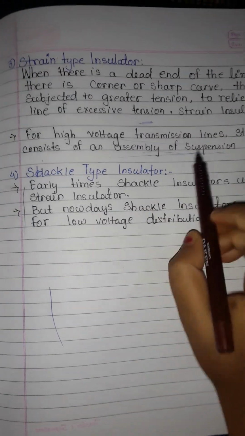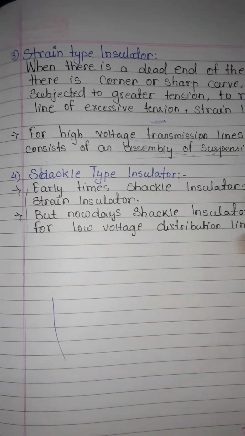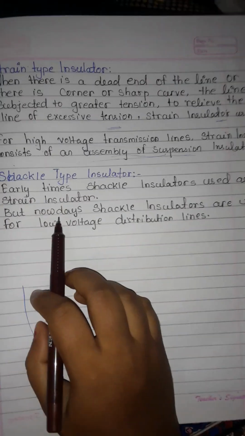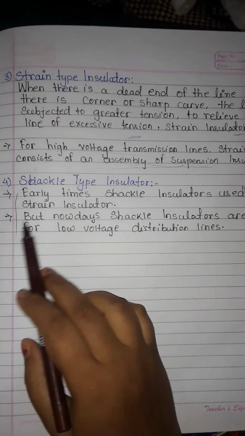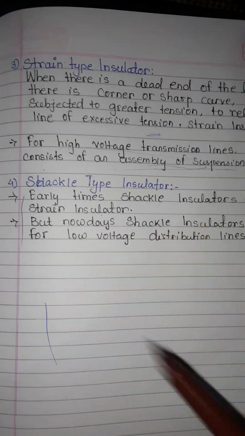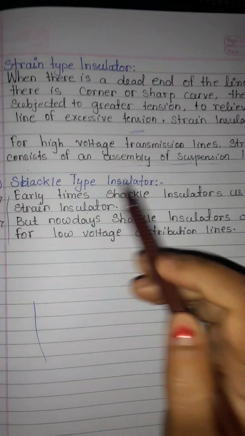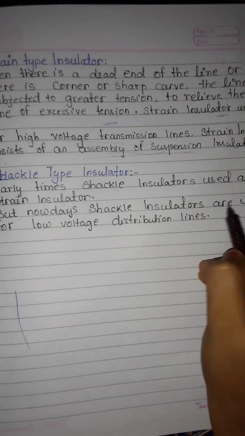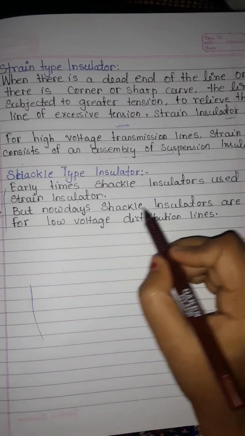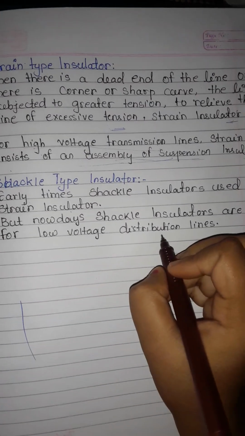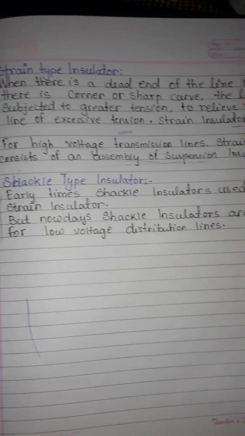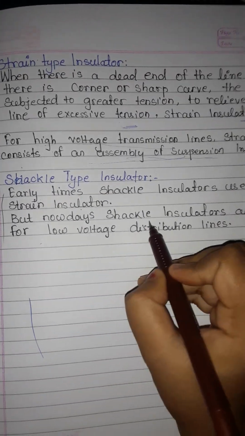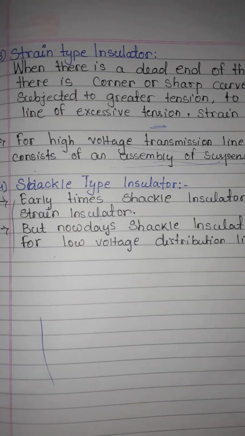Next and the last is our shackle type insulator. In early times, shackle insulators were used as strain type insulators, but nowadays shackle insulators are used for low voltage distribution lines.